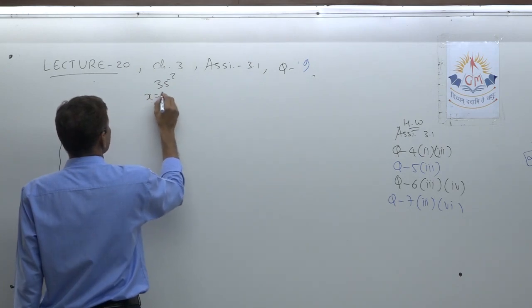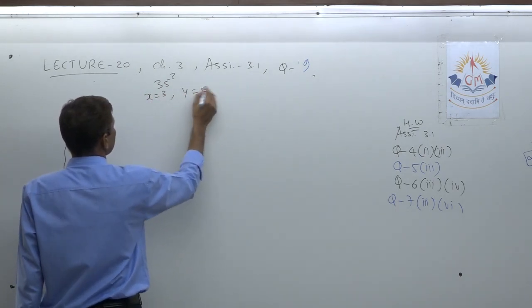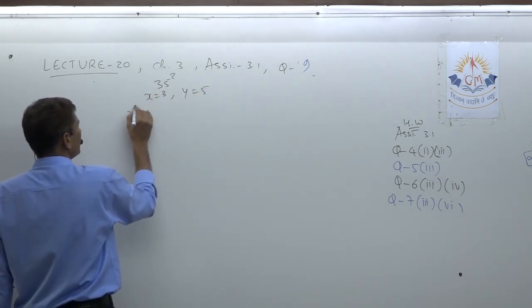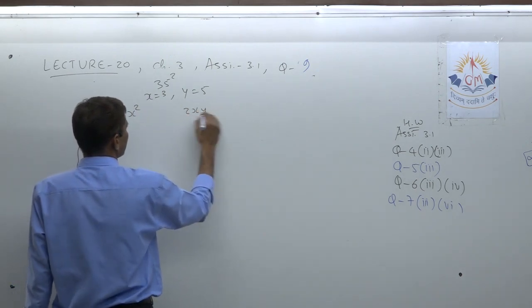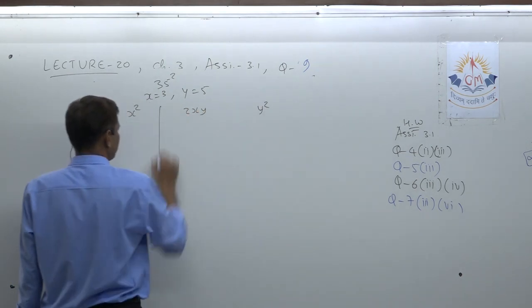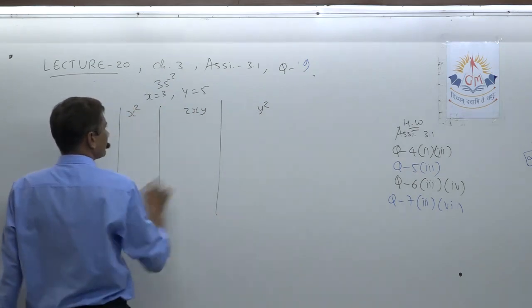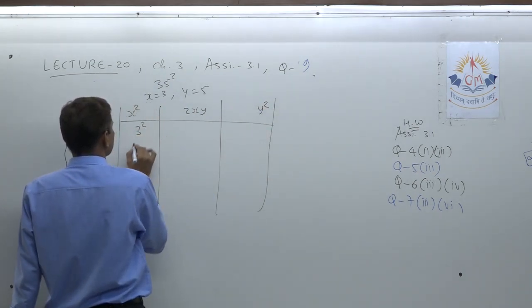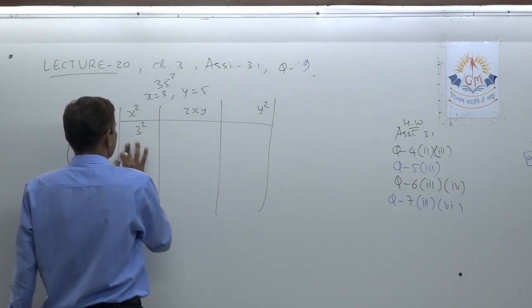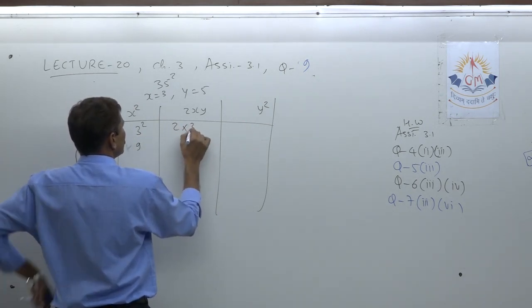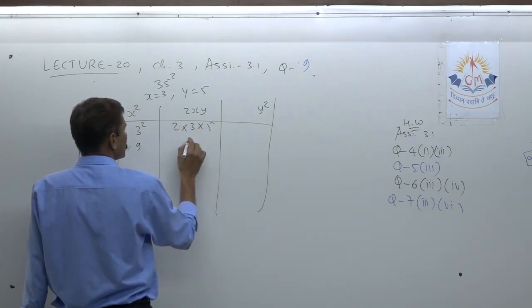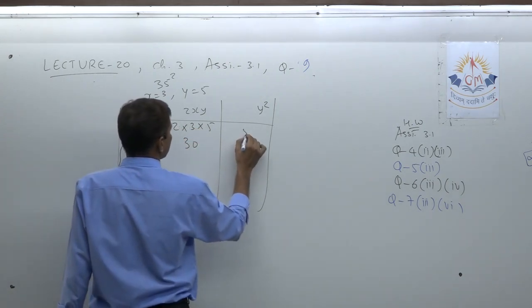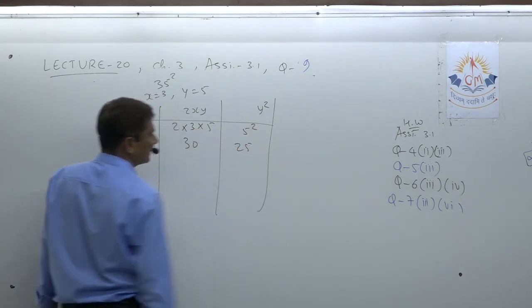So x equal to 30 and y equal to 5. Now prepare 3 columns: x square, 2xy, y square. So x square means 3 square, means 9. 2xy means 2 into 3 into 5. So 2 3s are 6, 5 6s are 30. y square means 5 square, again 25.